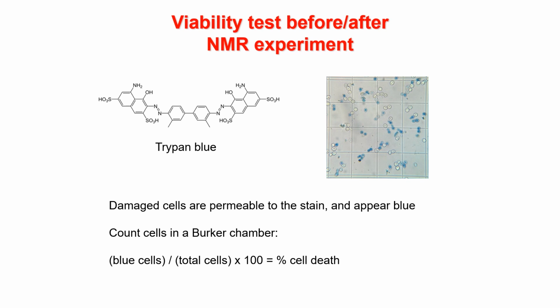Then after the NMR experiment, it's useful to perform a trypan blue exclusion stain, which is a very quick way to assess how many cells are damaged, and so they are dead. So damaged cells are permeable to the stain, and so they will stain blue, whereas healthy cells will not be permeable and will not be stained. So then you can count the cells under a microscope, you count the blue cells and the total cells, and you get a percentage of the cell death.